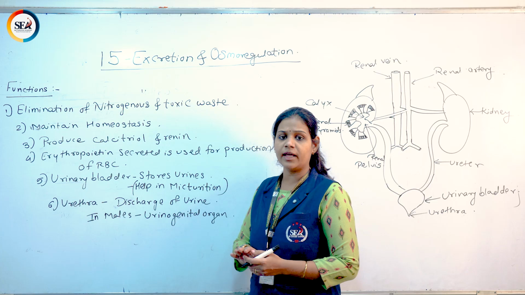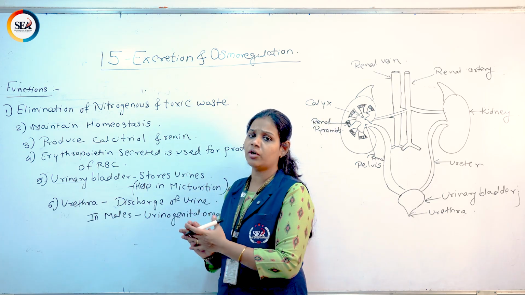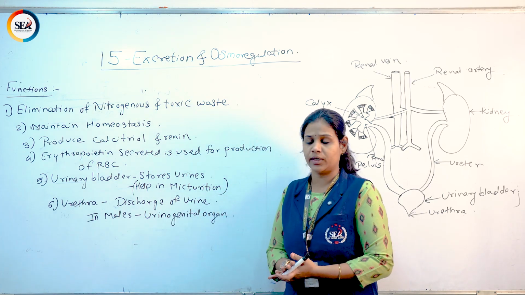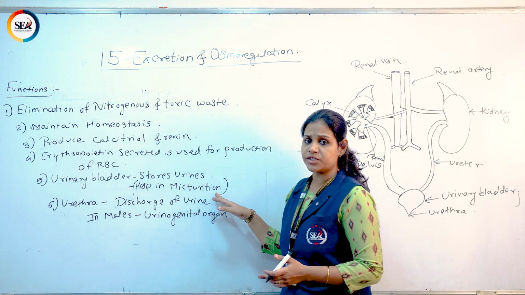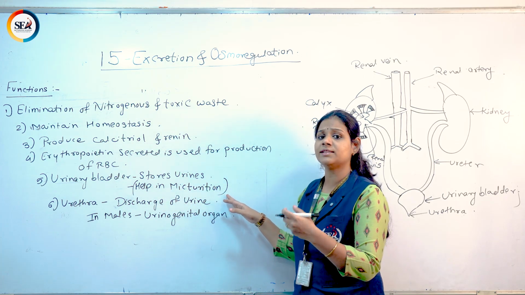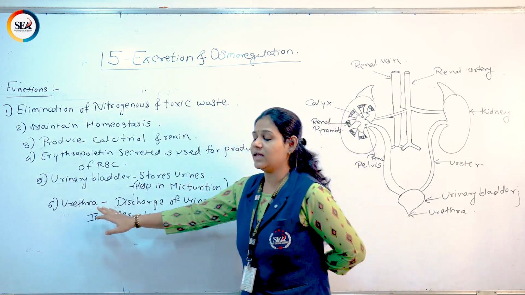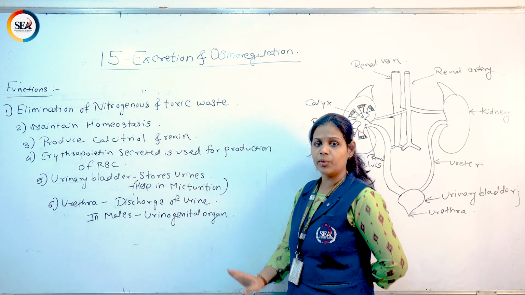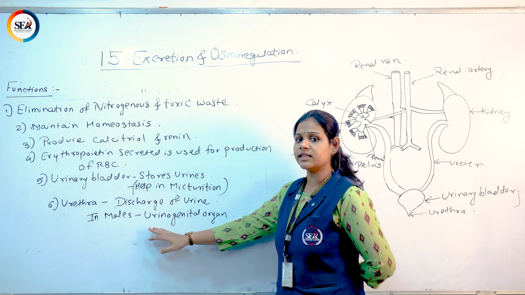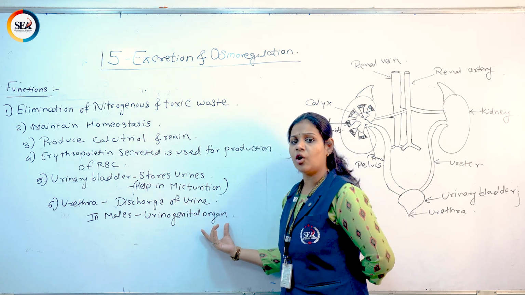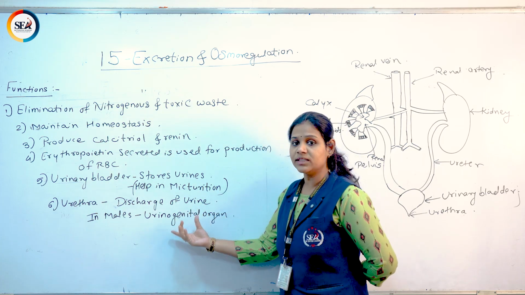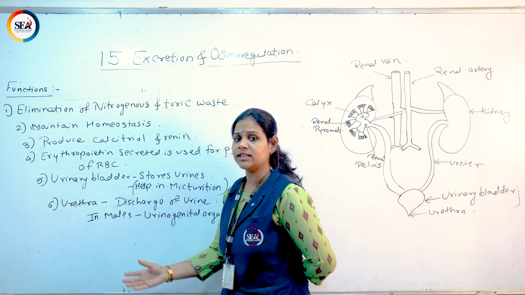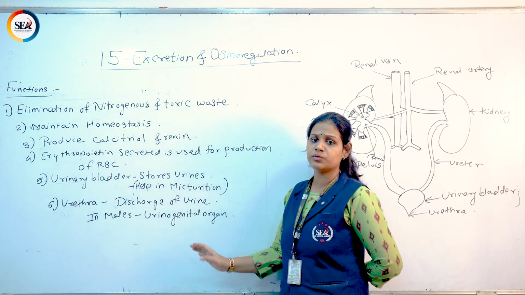Next, urinary bladder is also called the storage organ of urine which temporarily stores the urine. It helps in micturition, that is passing off or expelling out of the urine. Lastly, urethra, which is important for discharging the urine out of the body. In males, this is also called the urinogenital organ because in males it does the work of passing off urine, semen and also sperms.